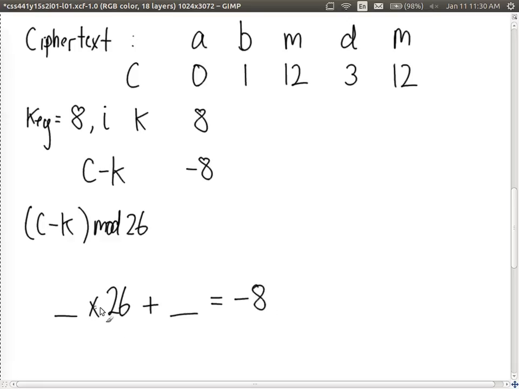The mod, we think, is the remainder. Well, the idea is that some integer times 26 plus a remainder equals -8. So what values can we put here in the spaces such that we get -8, where the remainder is positive?